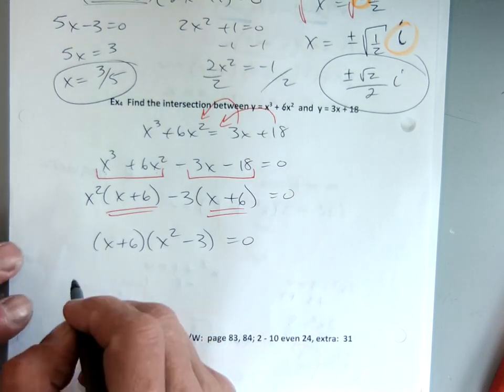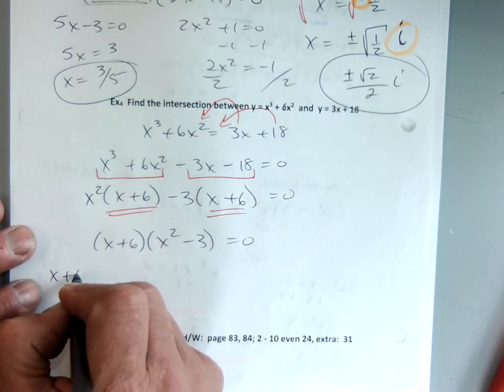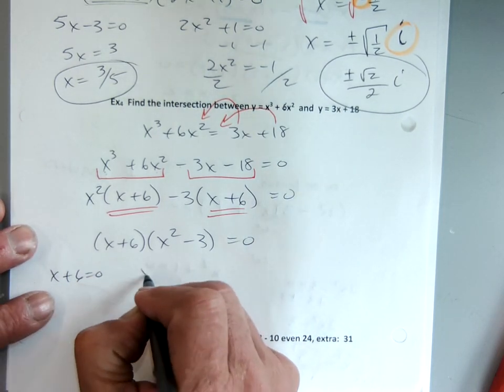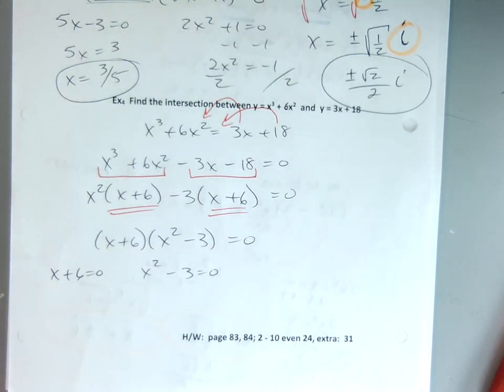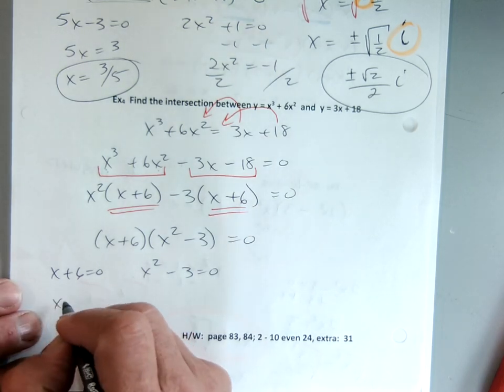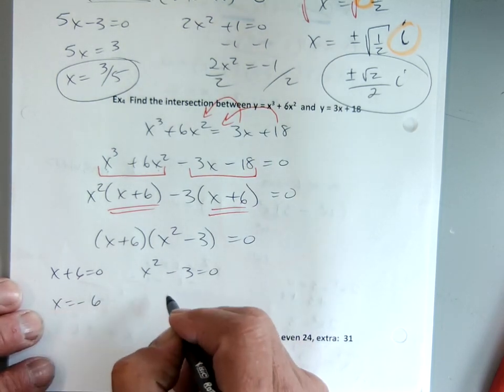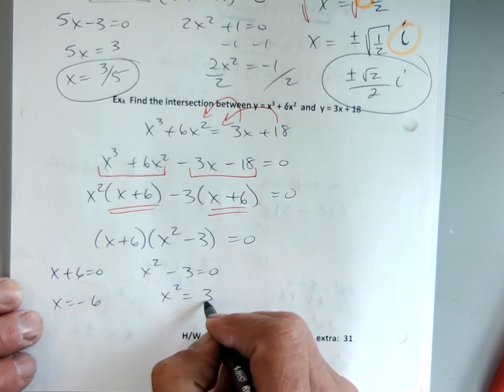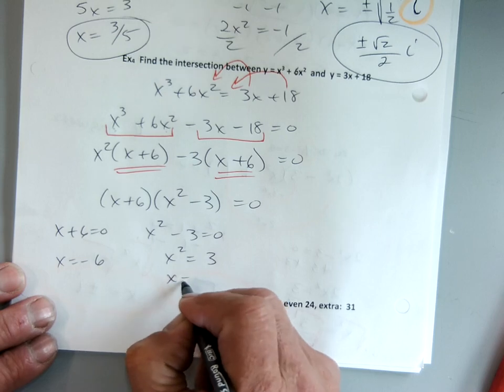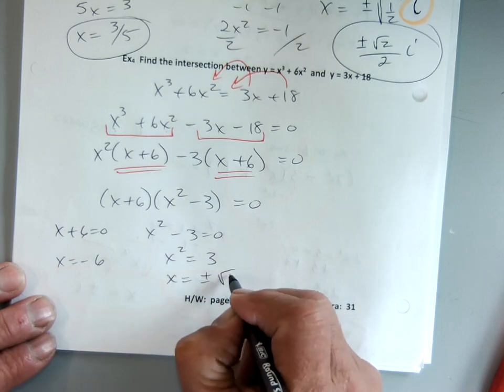I'm going to get a mini equation, x plus 6 equals 0, and x squared minus 3 equals 0, right? I'm going to get x equals negative 6. I'm going to get x squared equals 3, and then x equals plus or minus the square root of 3.